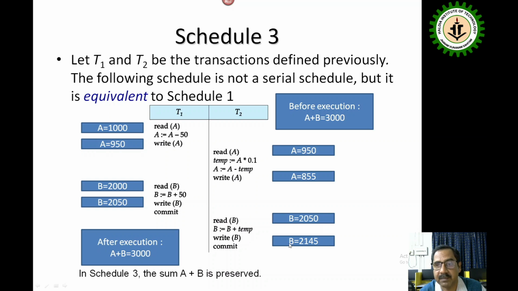So if we add A and B, 855 and 2145, we will get rupees 3000. So here also the sum of A plus B is preserved. Before execution, the sum of A plus B is 3000. After execution, the sum of A plus B is also 3000. So consistency is preserved. It maintains the consistency. So this is a non-serial schedule, but it preserves the consistency.